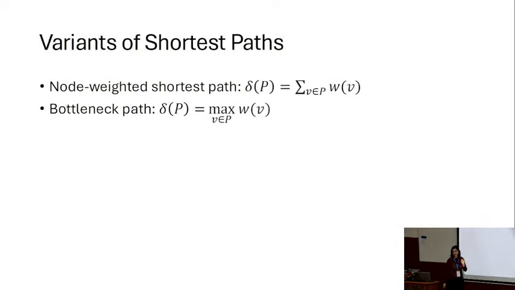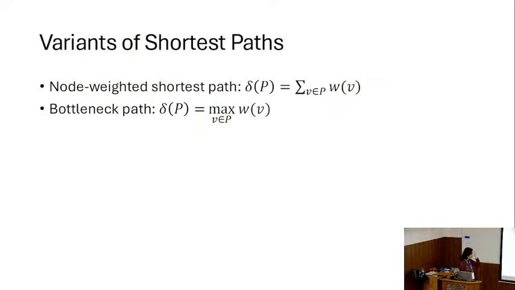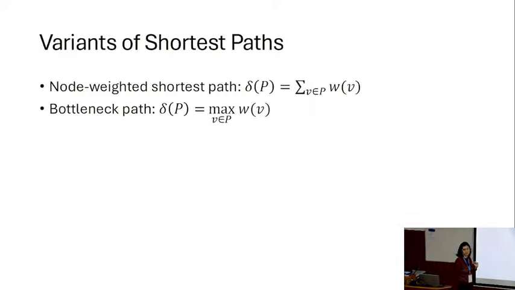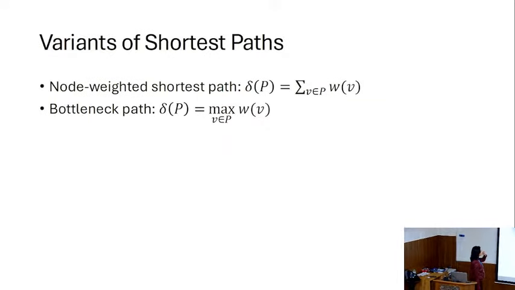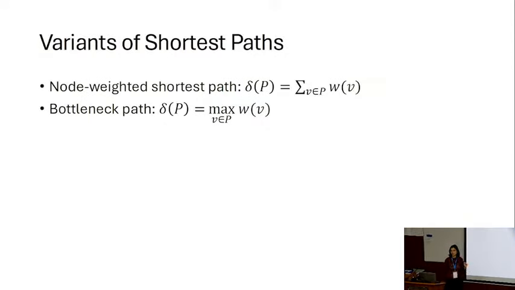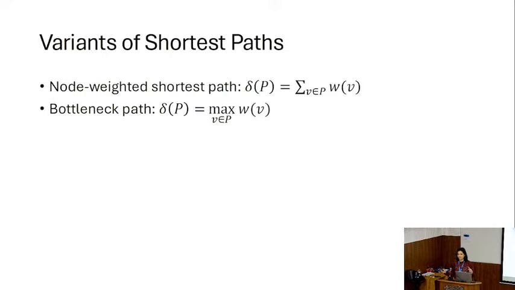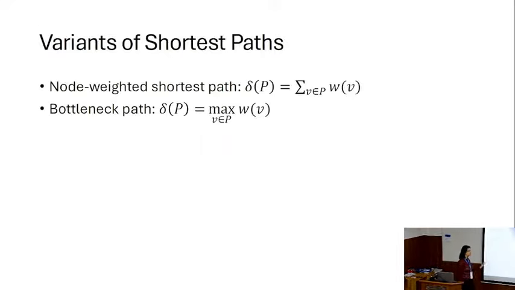That has also been studied quite a bit. For the all-pair version of node-weighted shortest path, there is an algorithm that runs in time better than n cube. Then there is bottleneck path. What is bottleneck path? Here you are trying to find a path which minimizes the max weight of edges in that path. If you consider the all-pair version of it, there is an algorithm that beats n cube.